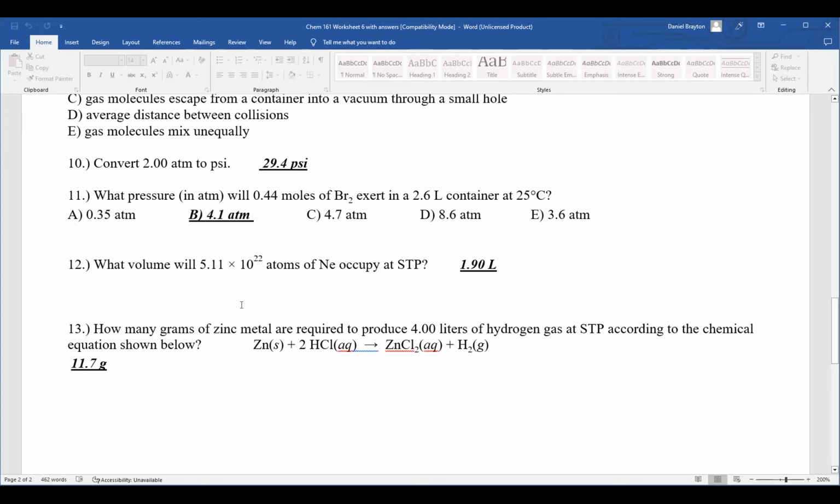12, so these worksheets come from a time when I used to teach the class with another instructor. So she put a lot of these problems in here where, like this one's the number of atoms. So you need Avogadro's number. In taking a guess at this, we're at STP, where 1 mole is 22.4 liters. 6.022 times 10 to the 23rd is 1 mole.